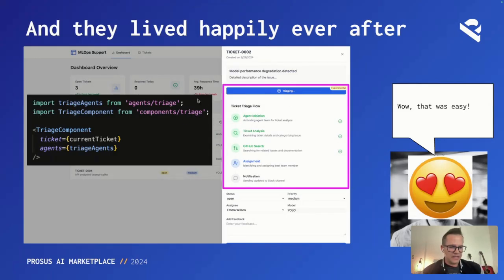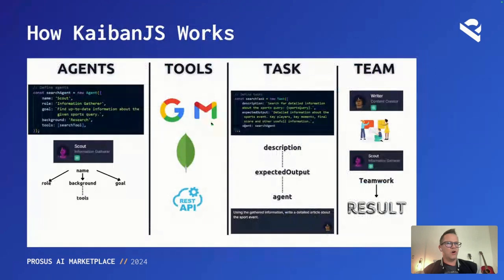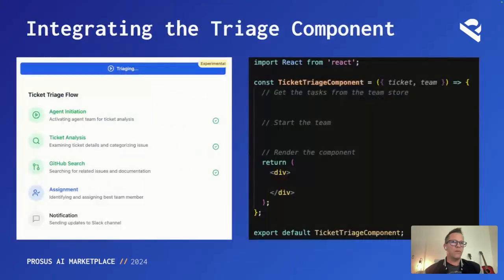So let's go through the first file, which is where you define the agents. I'm pretty sure you are very familiar with this type of API, like the agents API of CrewAI or Swarm from OpenAI too. You define the agents, the tasks, and the team, you create all of them, and you put them together in a team. This is the main primitive that the KaibanJS framework has: you have agents, the agents have tools, the agents perform tasks, and the tasks, agents and tools are orchestrated through a team.